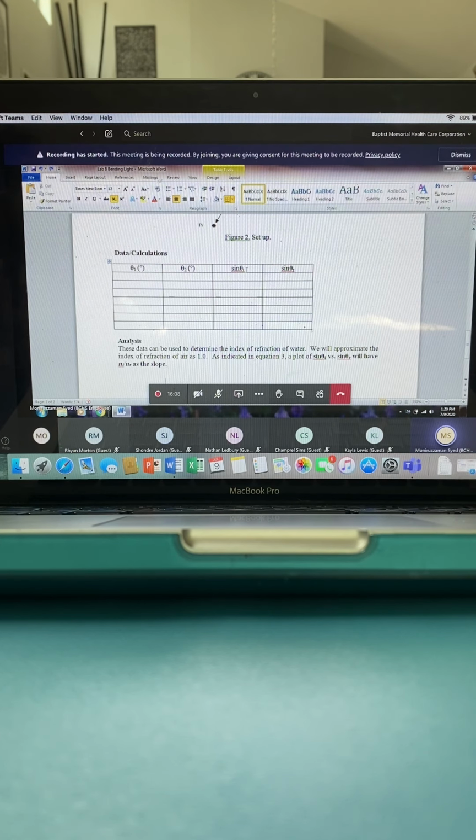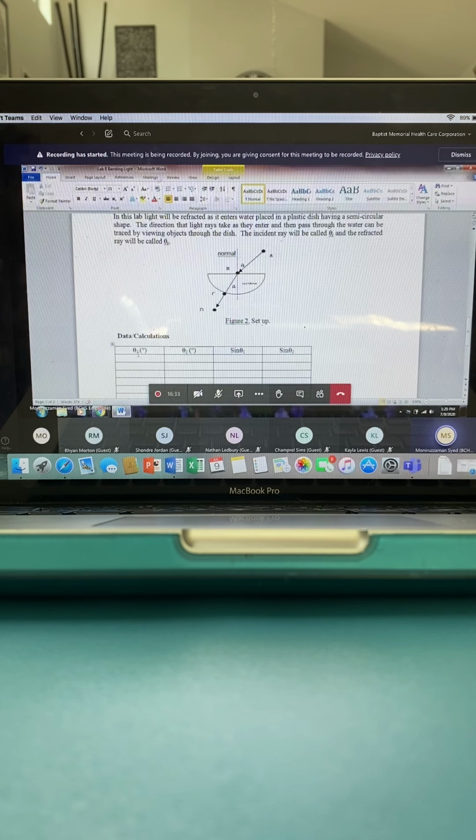So theta 1 in degrees, theta 2 you can measure, and then take the sine of theta 1 and the sine of theta 2, according to this figure. According to this figure, you can write it this way. Theta I means incident, R means reflected. That is the way you can name them. What I'm trying to say is theta 1 should be the angle right here, and theta 2 the angle inside the medium. That's all I want to make sure of.